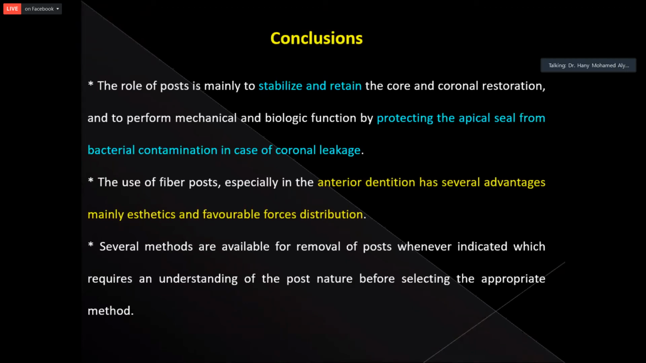So in conclusion, the role of the post is mainly to stabilize and retain the core, and to perform a mechanical and biological function by protecting the apical seal. Also, the use of fiber posts, especially in the anterior region, has several advantages, mainly aesthetics and favorable force distribution. And finally, there are several methods used in order to remove the post whenever it is indicated.